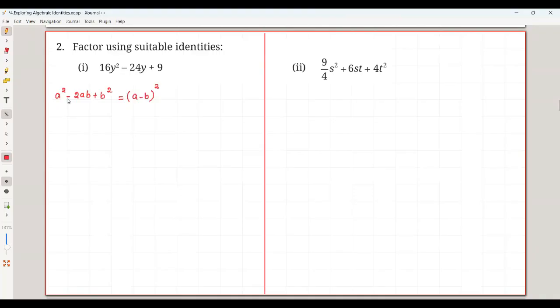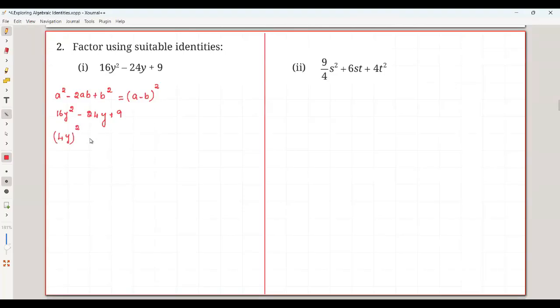Okay, just write once again. Here the question is given: 16y square minus 24y plus 9. Which square is 16? You have to find out. So it can be written as (4y) the whole square.